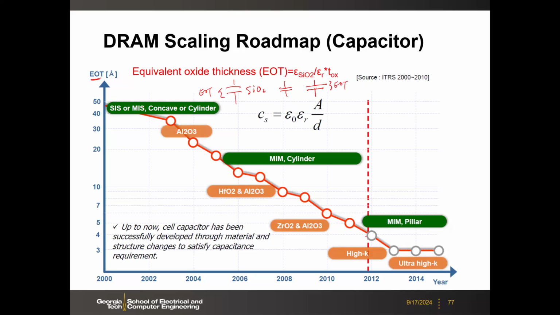Today's EOT is typically like 3 to 4, 4 to 5 angstrom. Here the unit is angstrom, below 1 nanometer. Of course, this is equivalent. Physically, it's larger because you have high K. We will talk about the transition to ultra high K and the pillar capacitor in the next few slides.